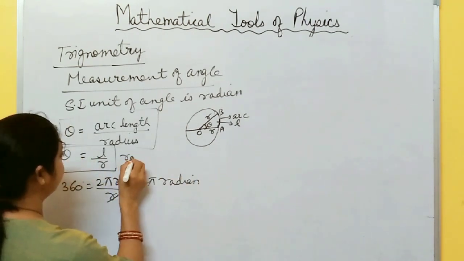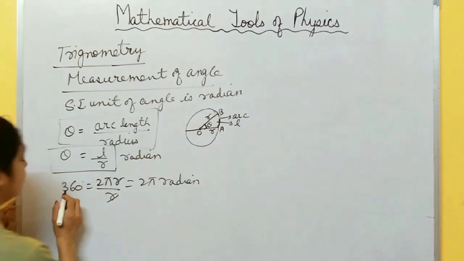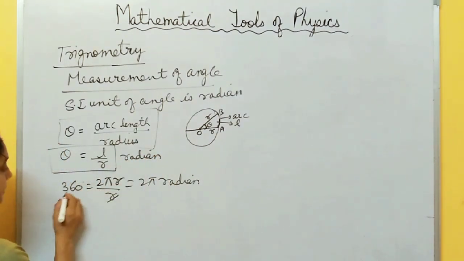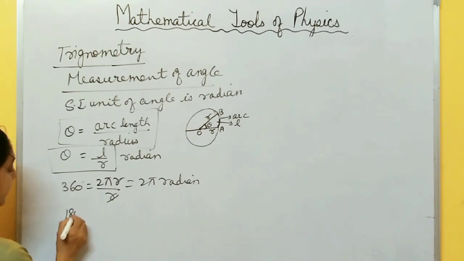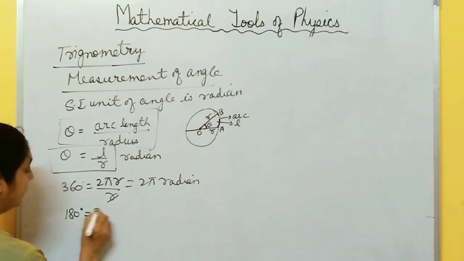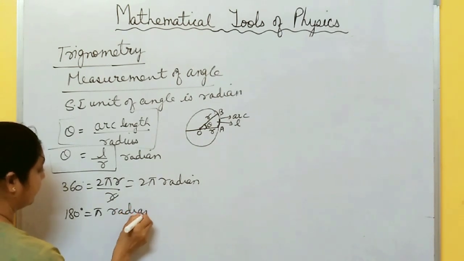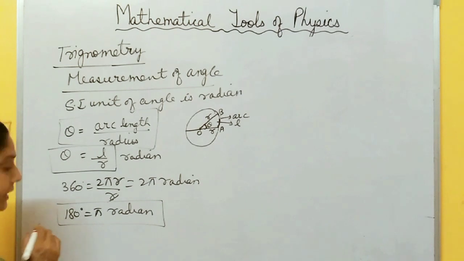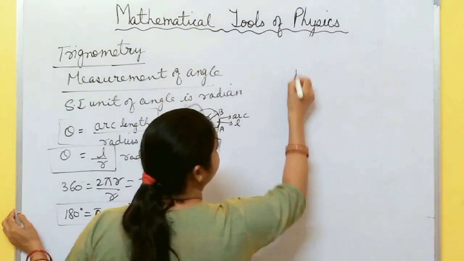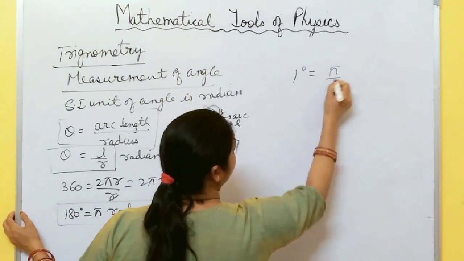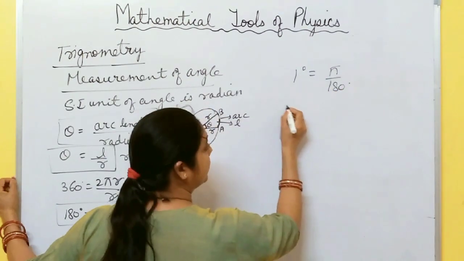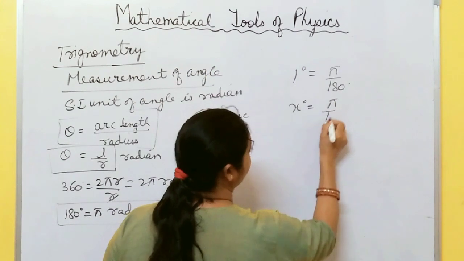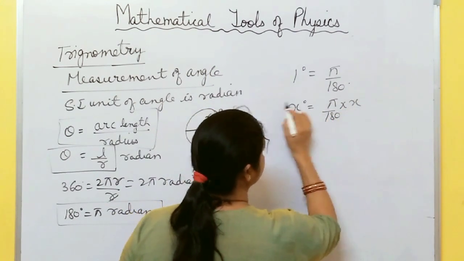This is in radian. So for a complete circle, 360 degrees equals 2 pi radian. This is one relation, and in this way, if you divide it by 2, then 180 degrees becomes pi radian. You must remember this formula. 180 degrees is pi radian. Then in 1 degree, how much radian? Pi by 180. So for x degrees, how much radian? Pi by 180 into x.